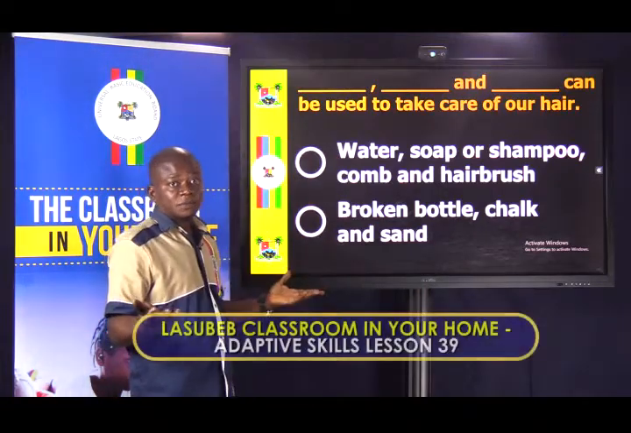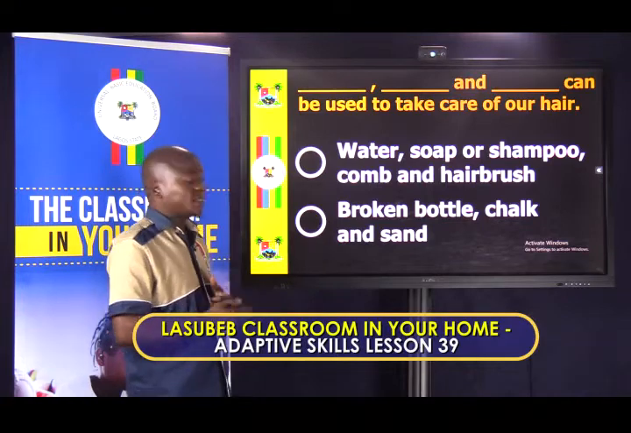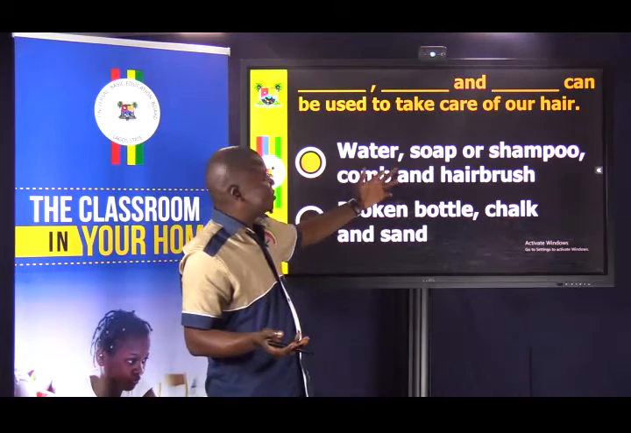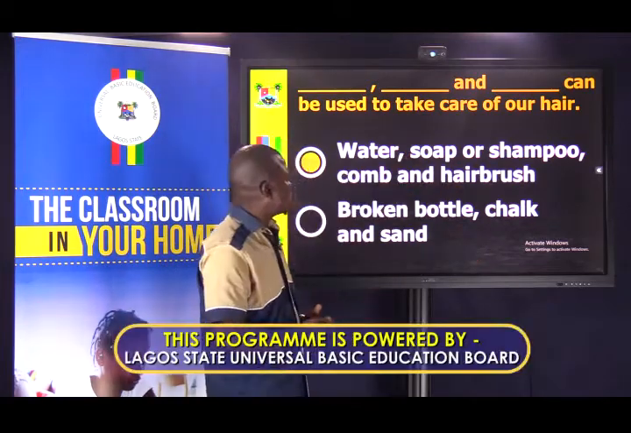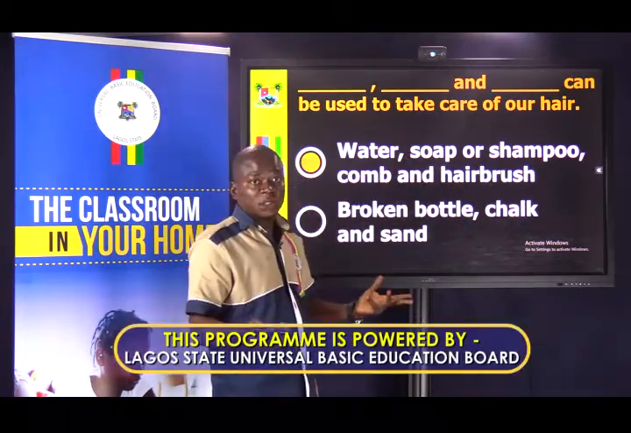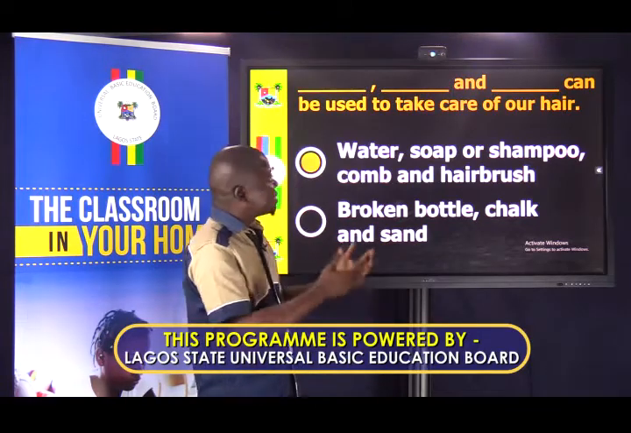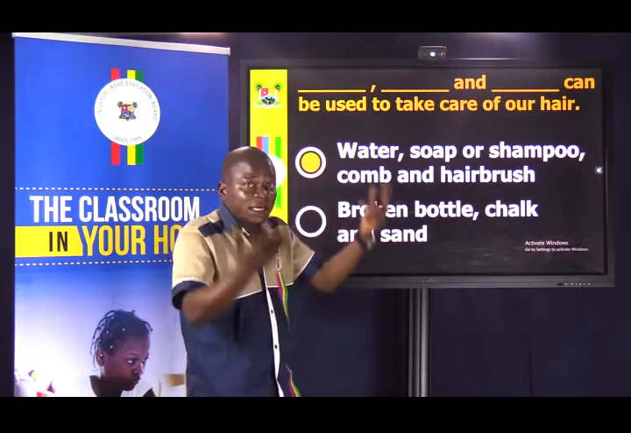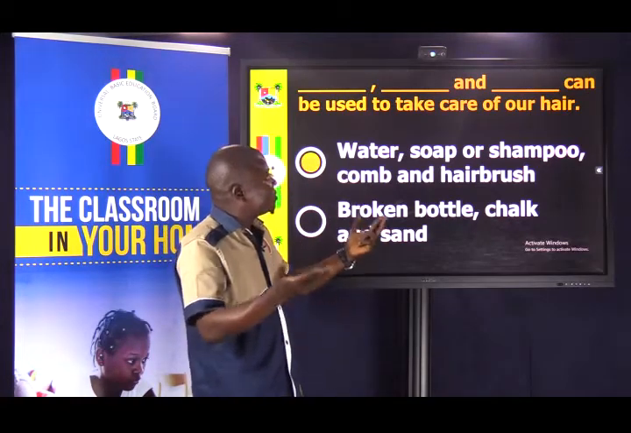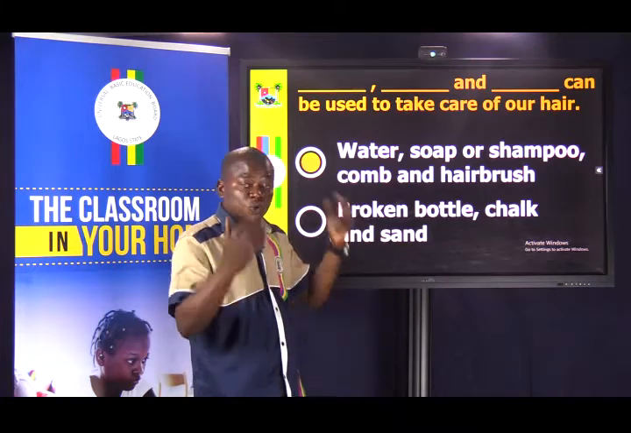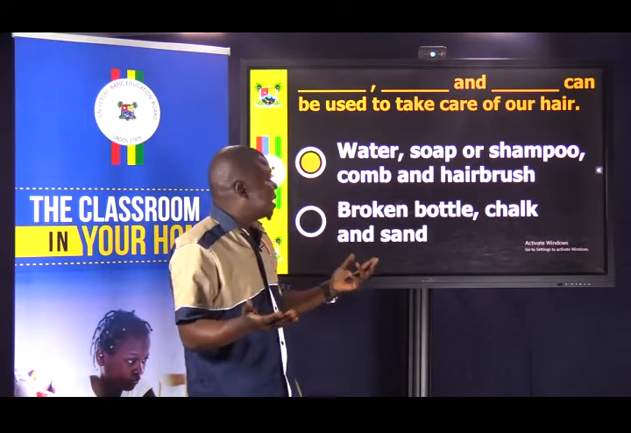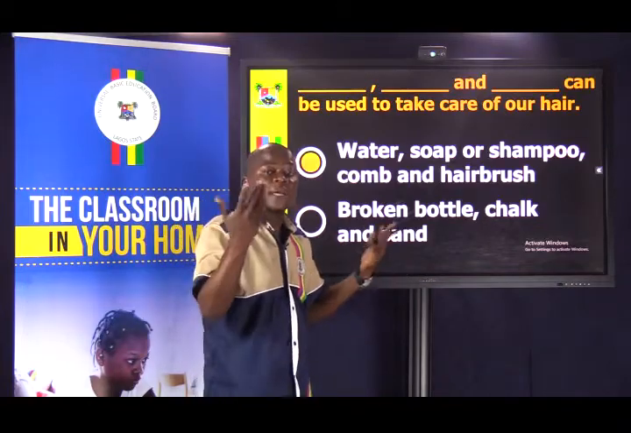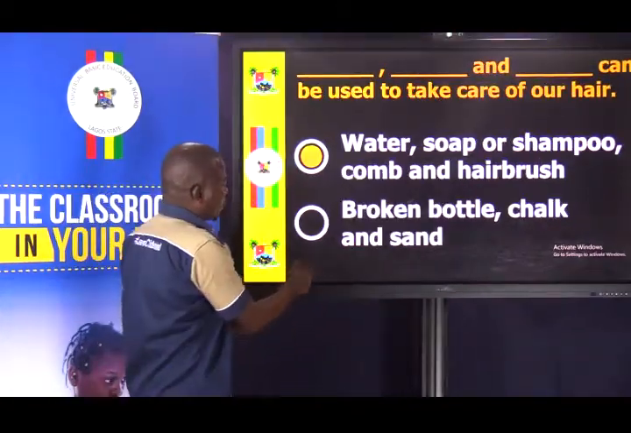Have you picked your answer? Now let's see the correct answer to this. Yes, water, soap or shampoo, comb and hairbrush can be used to take care of our hair. To take care of our hair, you use water, soap or shampoo to wash the hair. Then you use comb or hairbrush to comb or to brush your hair. Next question.